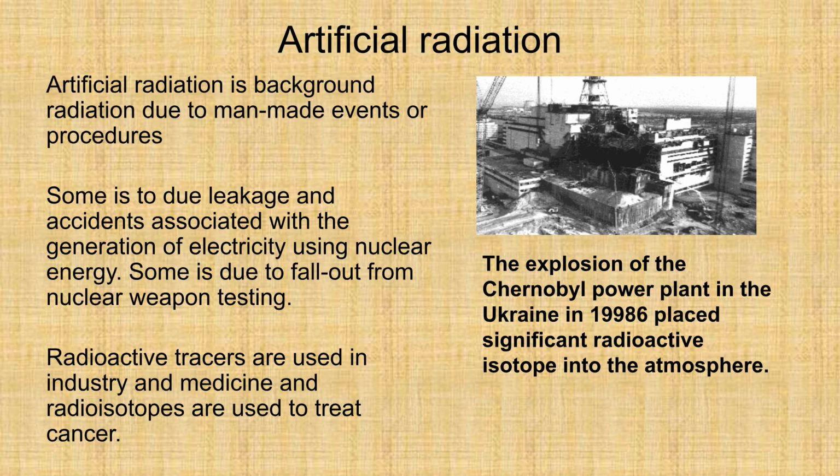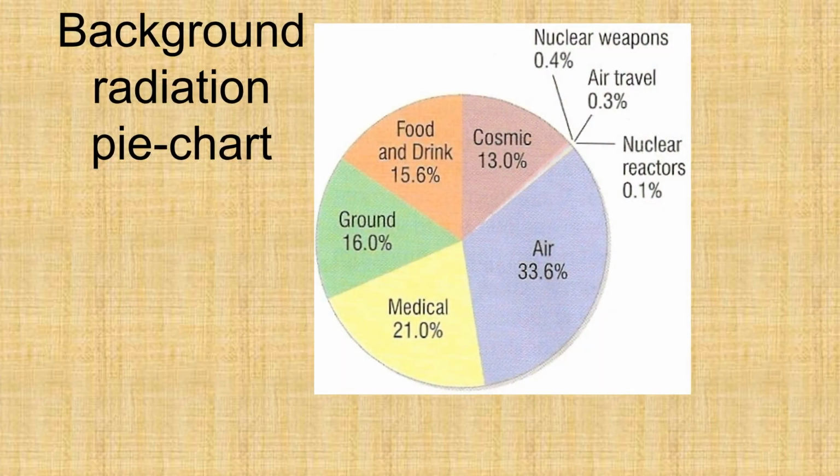Artificial radiation is due to man-made events or procedures, such as nuclear energy leakage in accidents or nuclear weapon testing. This normally accounts for a small percentage of background radiation. This pie chart shows the breakdown of sources for background radiation. The largest natural source is radon gas from the ground, followed by internal sources like food and drink.